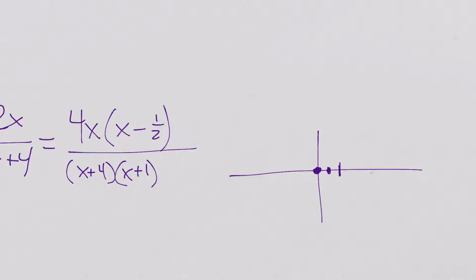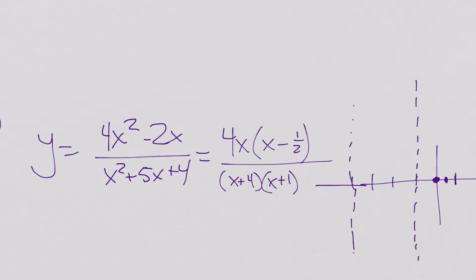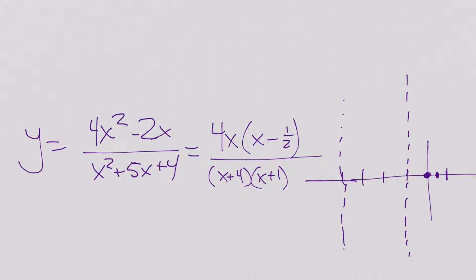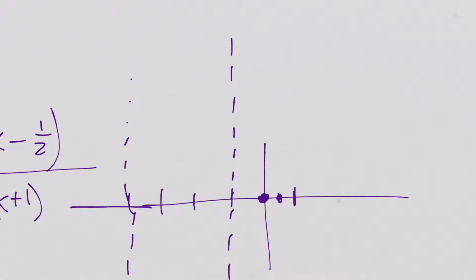Vertical asymptote at negative 4, so 1, 2, 3, 4. So dash that in, trying to keep my scale decently similar. And x plus 1 gives me a vertical asymptote at negative 1 right there. This is a quadratic over quadratic, so the degrees are the same, which means my horizontal asymptote will be at whatever my coefficient is, and my coefficient is 4. So let's go 1, 2, 3, 4, and dash in our horizontal asymptote, like that.